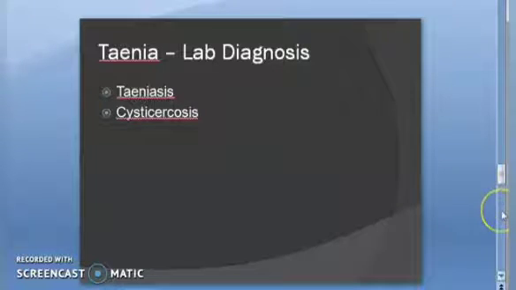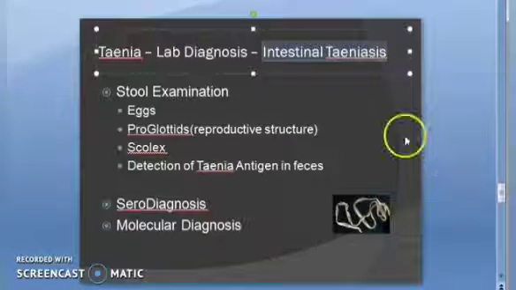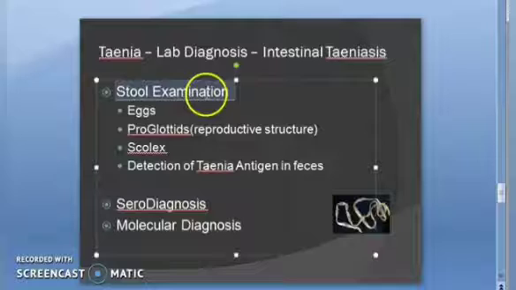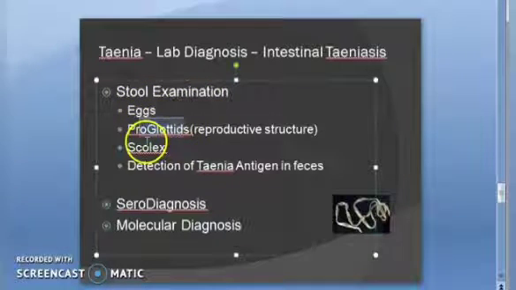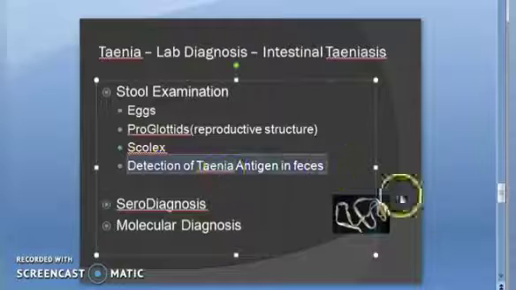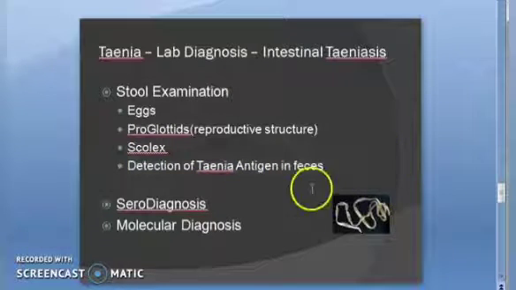Now lab diagnosis, we will look at teniasis, how you will detect intestinal teniasis. Obviously stool examination. What will you see in the stool? You can look for the eggs, the proglottids, the scolex, and you can also try to detect the antigen in the feces.